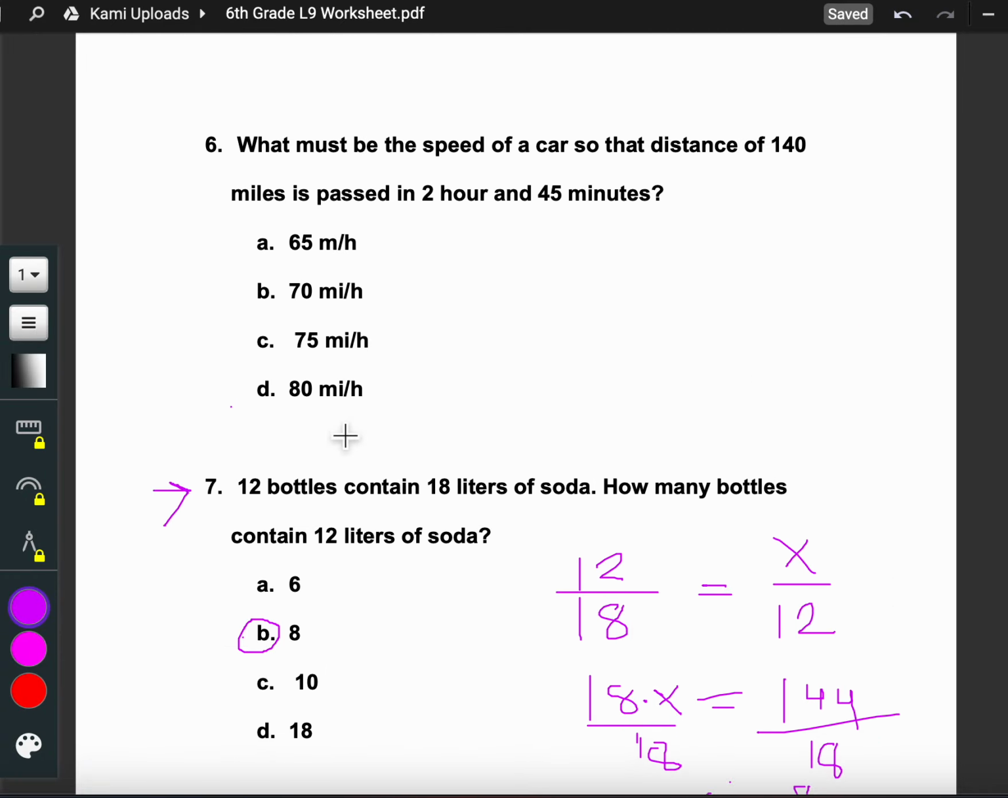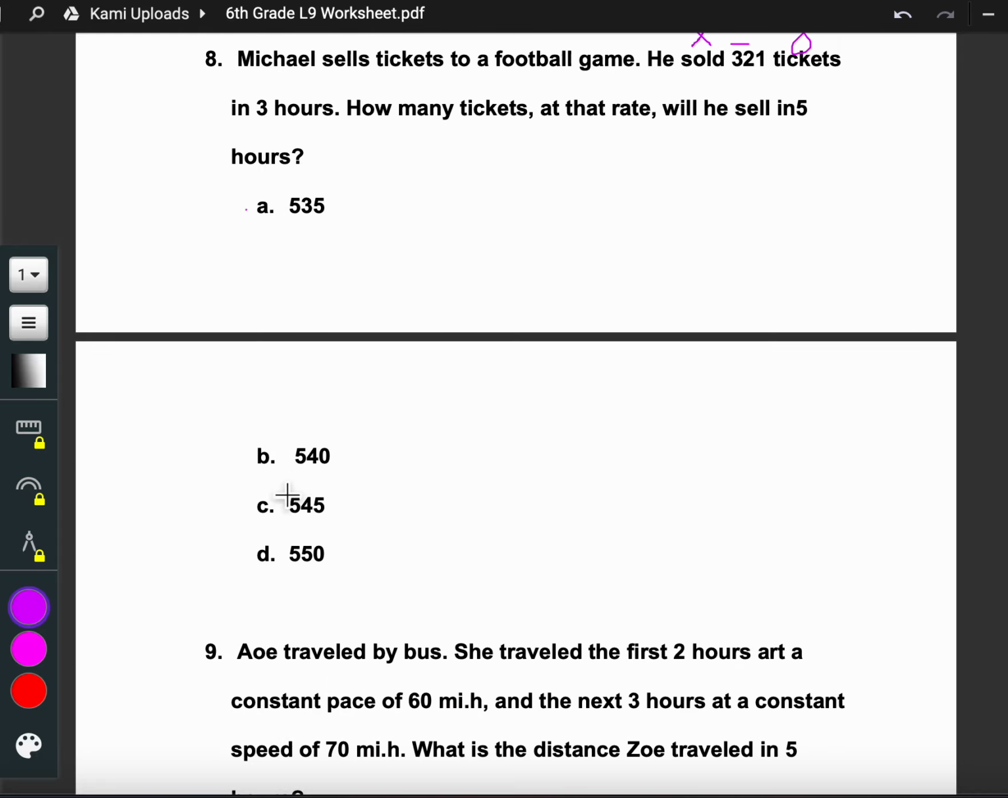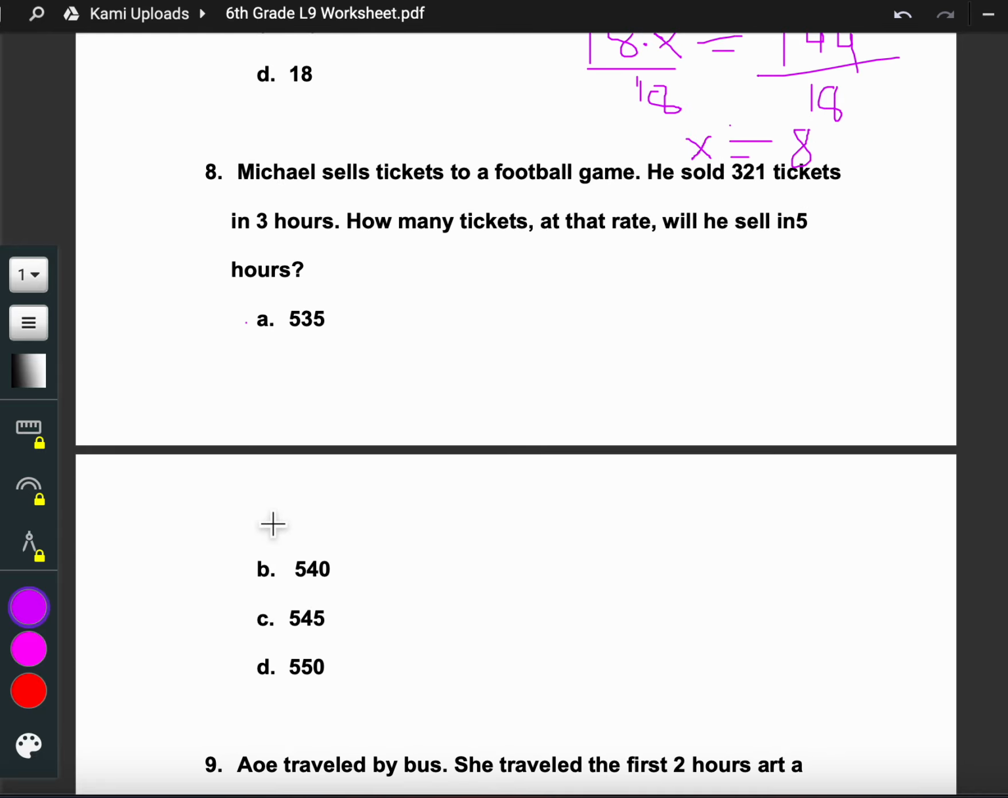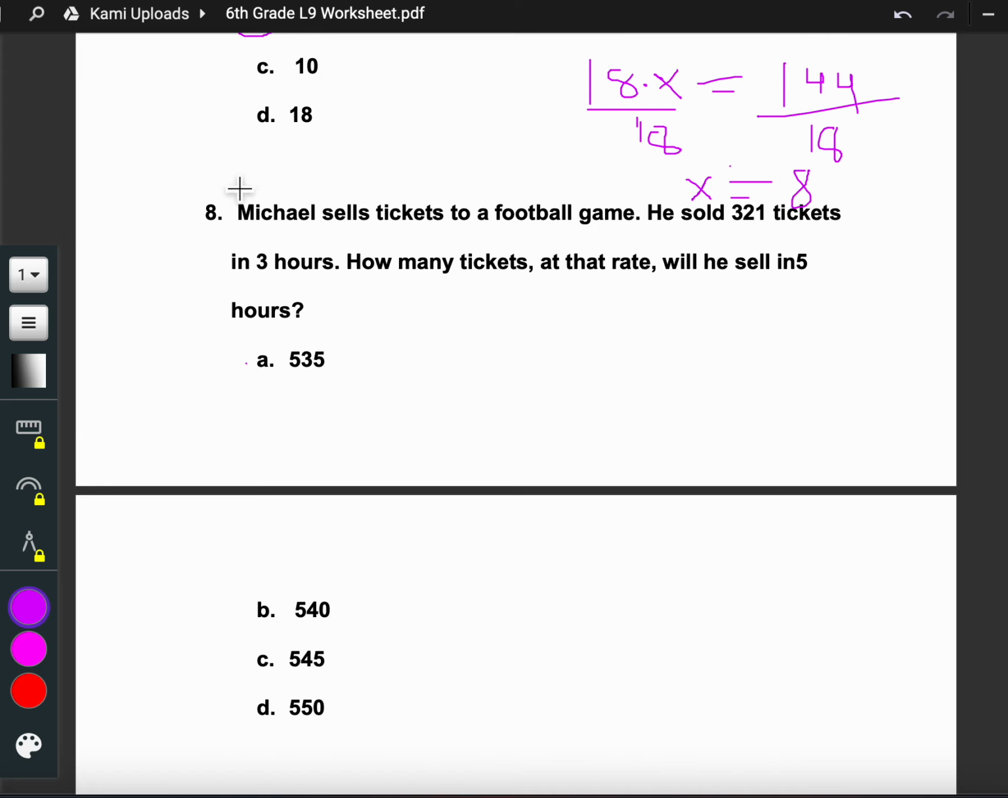Let's try this one. Michael sells tickets to a football game. He sold 321 tickets in 3 hours. How many tickets at that rate will he sell in 5 hours? Sold 321 in 3 hours. How many will he sell in 5?